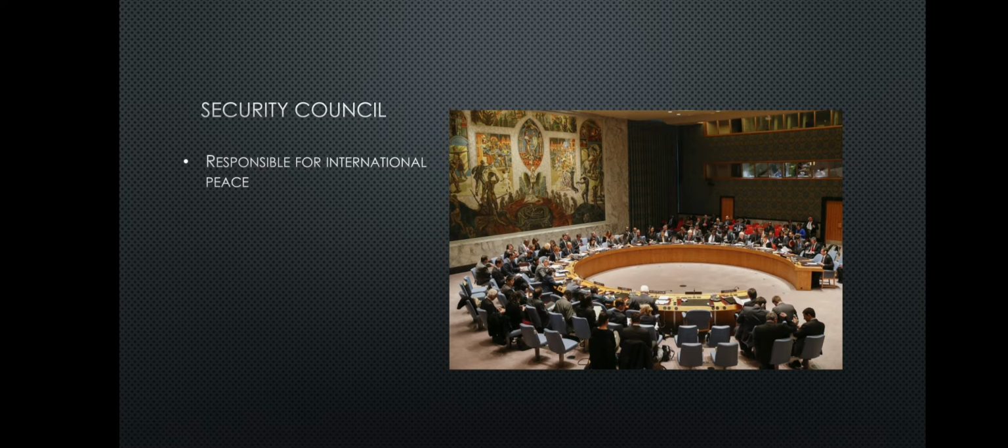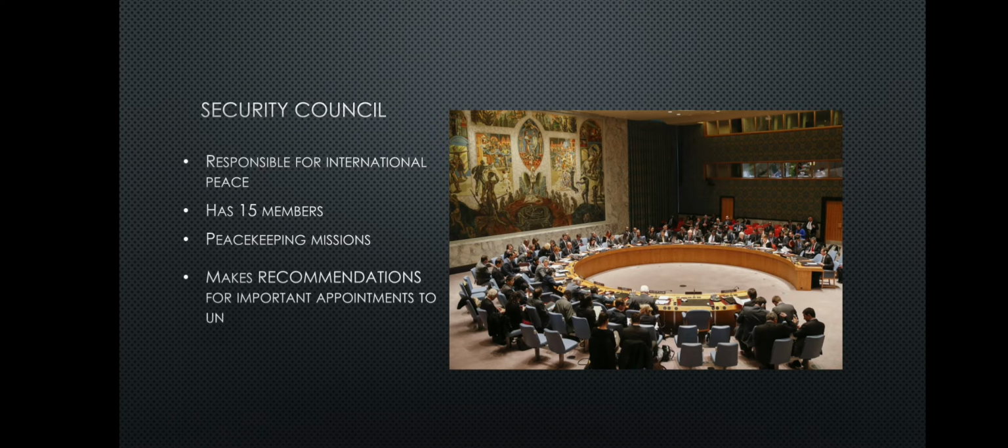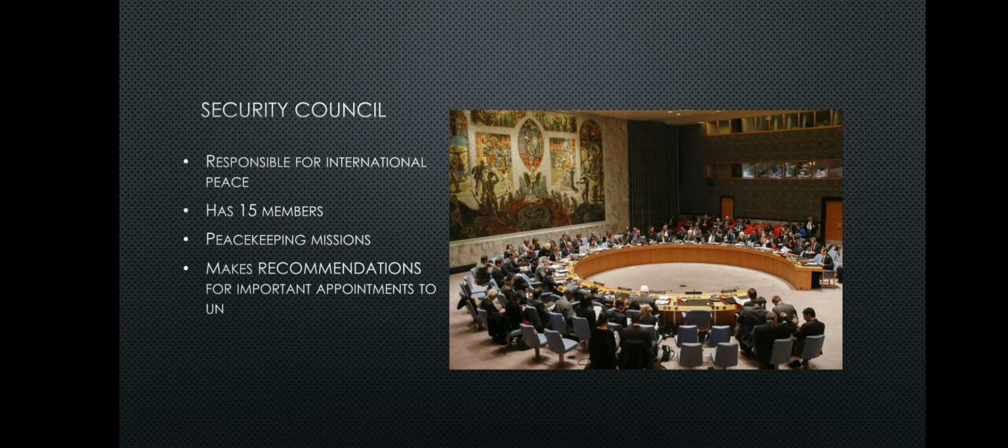Moving ahead, next is the Security Council. The main responsibility it has is of maintaining international peace and security. It has 15 members, 5 permanent and 10 non-permanent members who are elected for a term of 2 years. The 5 permanent members of the UN Security Council have many privileges, and the most important being their permanency and veto power in the Security Council.